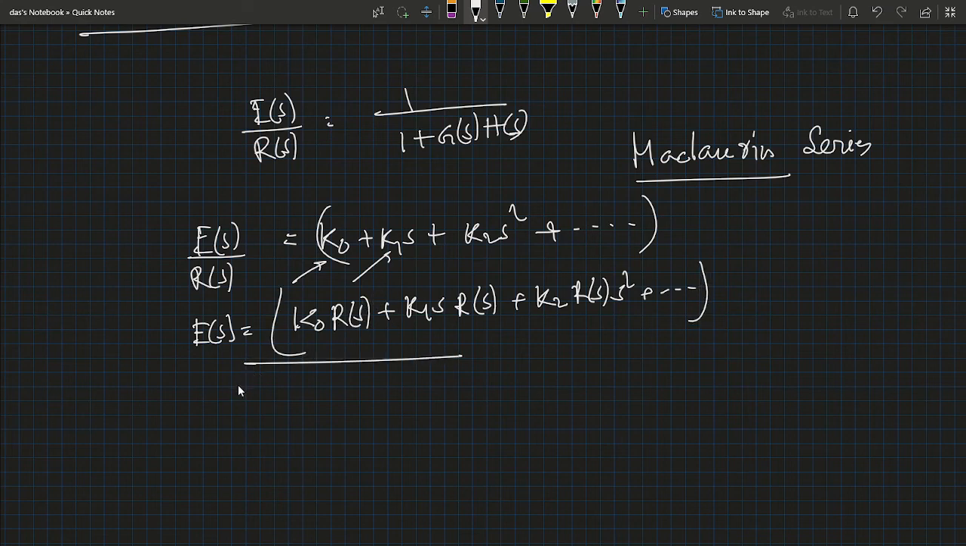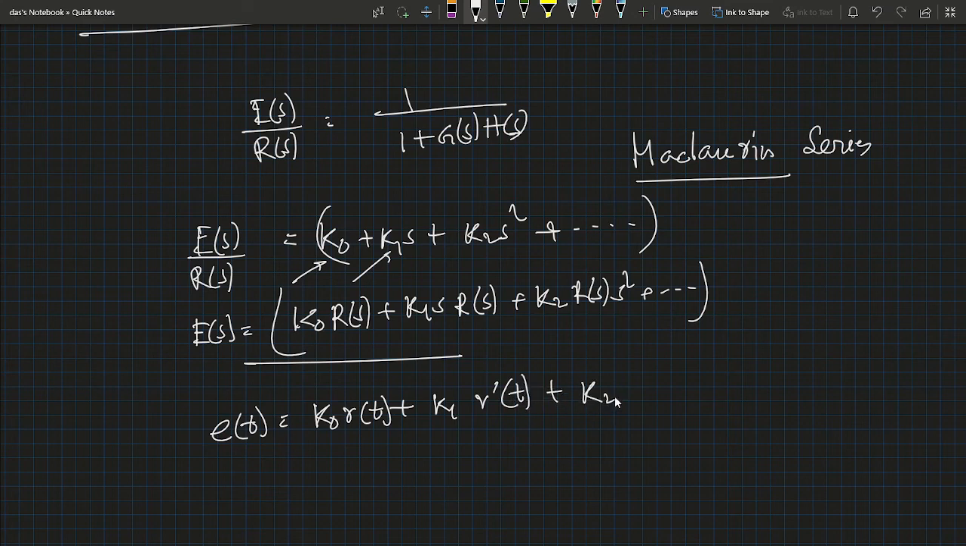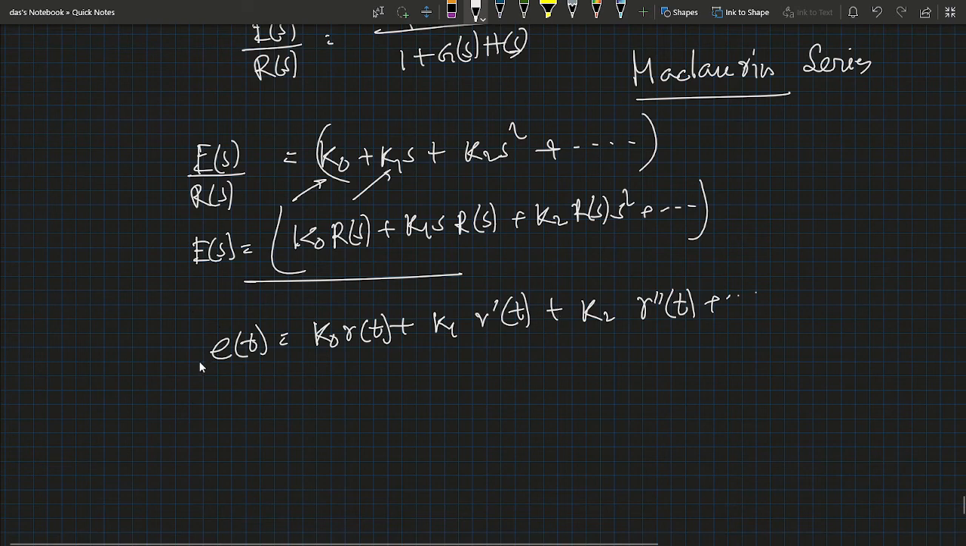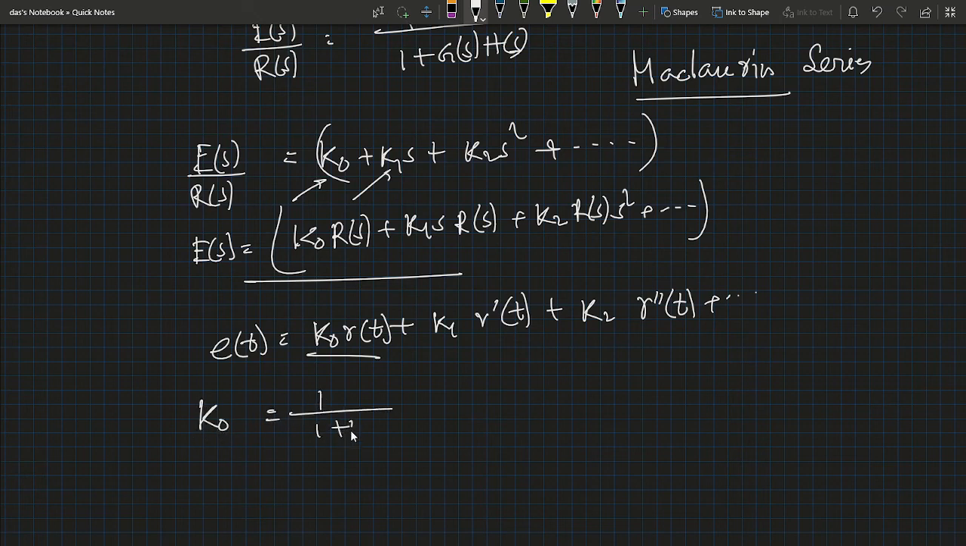Now if we take the inverse Laplace transform, e(t) is k0 into r(t), plus k1 into r dash t, that is the first order derivative, then k2 into r double dash t, the second order derivative. After getting the inverse Laplace transform, now in terms of steady state error, the following observation: k0 is associated with step input. So k0 equals 1 divided by 1 plus Kp.